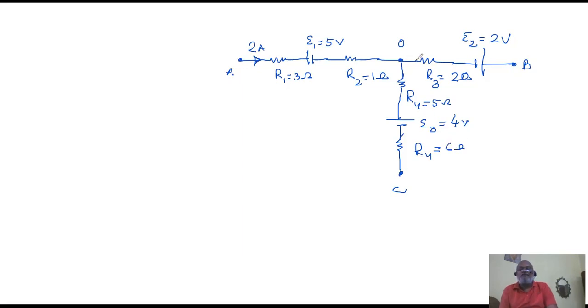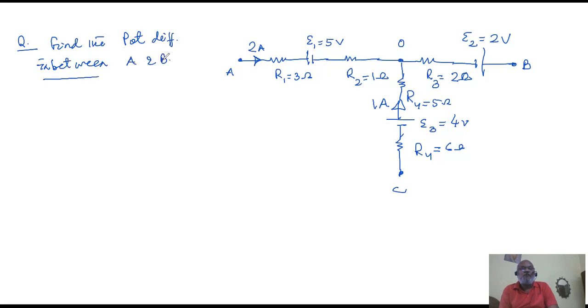The currents are given. Here the current in this path is given to be, let us say, 1 ampere. In this path, that is 1 ampere. And here the question for us says, find the potential difference in between the points A and B. That is the question.